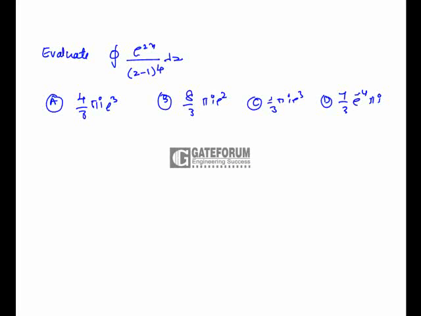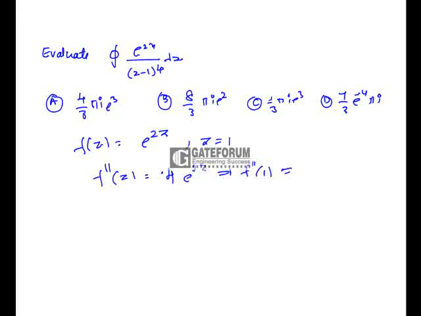We have to evaluate the integral of e power 2z by z minus 1 raised to the power of 4 dz. Now let us consider f of z as e power 2z, with z0 equal to 1 here, and f triple dash of z will be 8 into e power 2z.